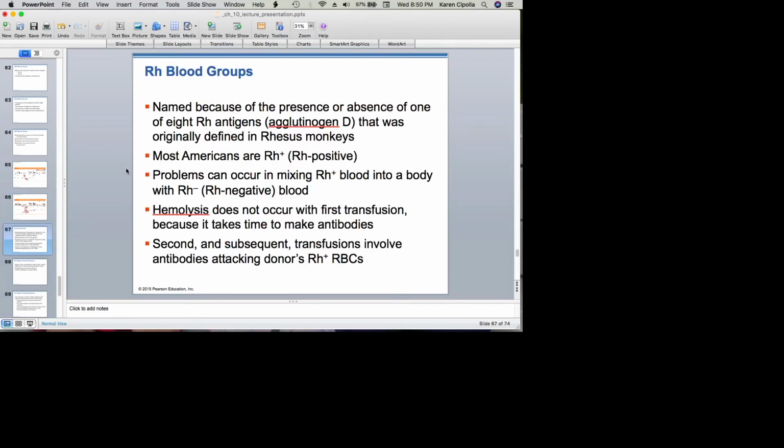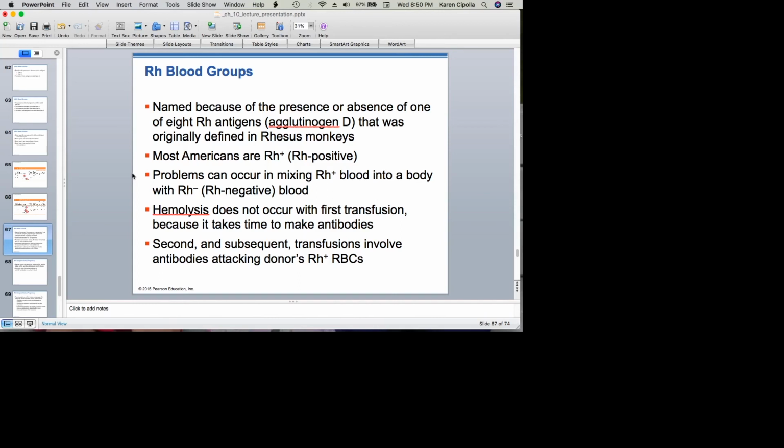On top of the blood types A, B, and O, we also have Rh blood groups. They are named because they were originally found in rhesus monkeys. Most Americans are Rh positive. Some people, though, are Rh negative. If you mix the two bloods, you will have hemolysis, or a breaking apart of the blood cells. But it doesn't happen immediately.